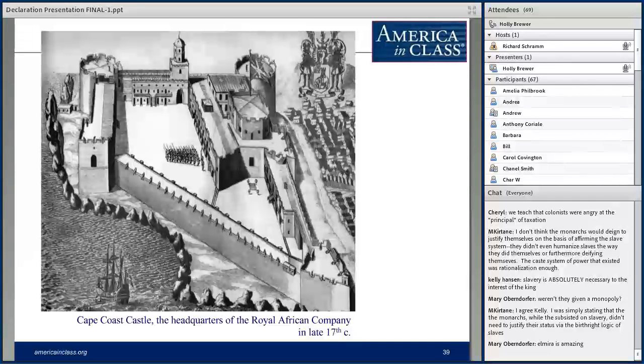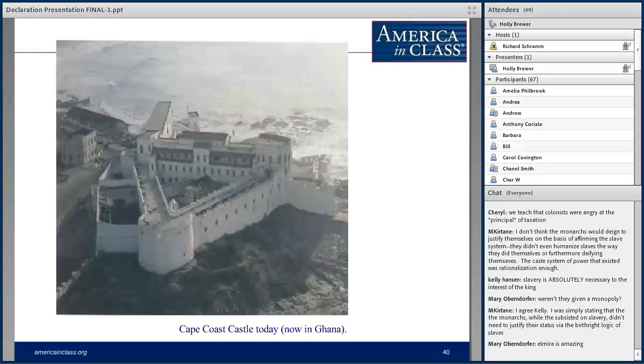Elmira is another one, but we're not going to... Here's Cape Coast Castle today, in Ghana, still standing, all the walls. It would be very difficult to take down. So you can see exactly how big these forts are.